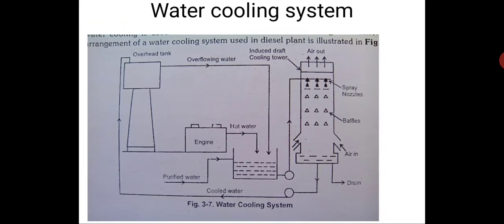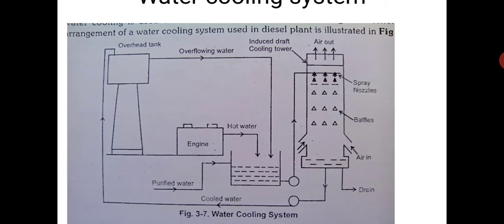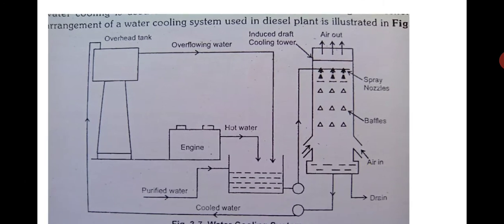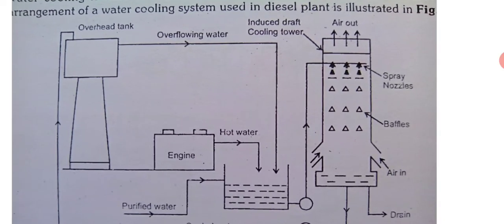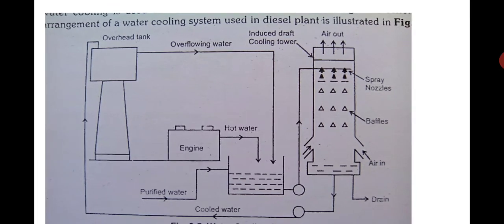From this sump there is a pump which pumps this hot water into this tall cooling tower. It is known as an induced draft cooling tower, in the sense that here you have a motor and a blower in the top which is sucking the air. That is why it is known as an induced draft cooling tower.